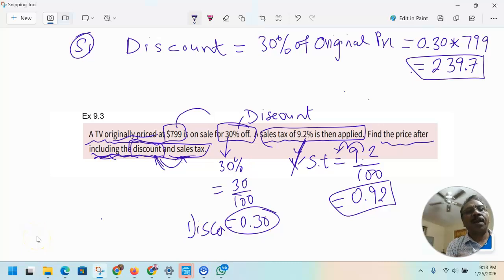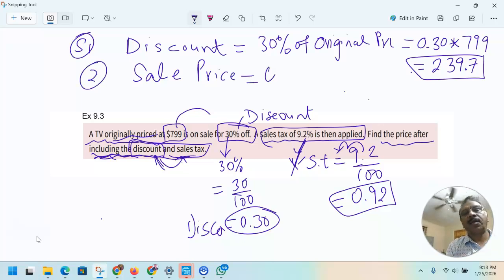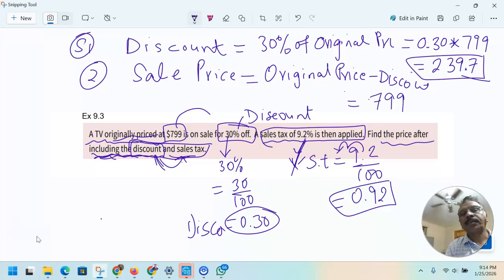So that means the sale price. Original price is different from sale price. So step two is, the sale price: from the original price, which is showing up on whatever you buy, you have to subtract the discount amount. So the original price is 799. You subtract 239.7, and using the calculator you get 559.30. So this is your sale price.